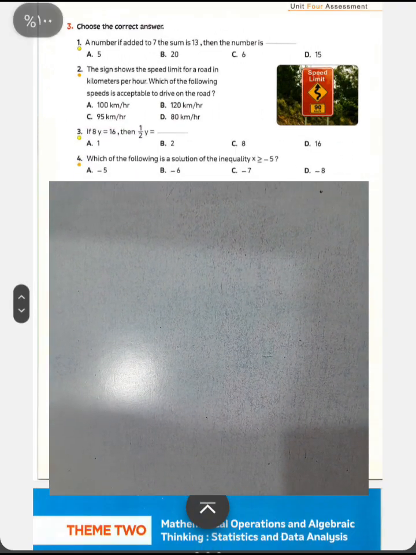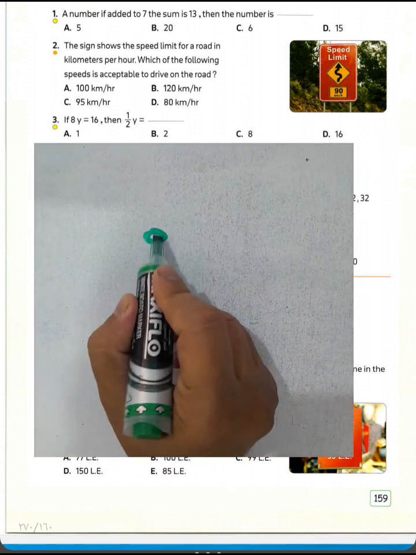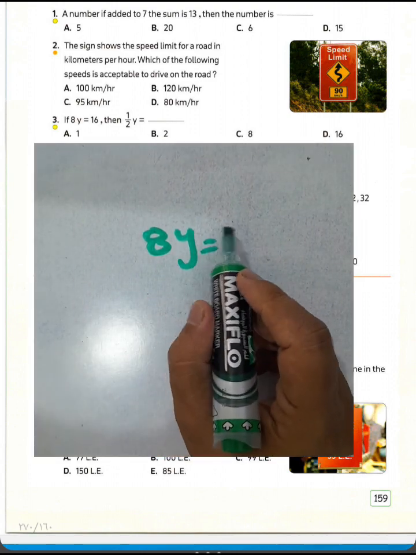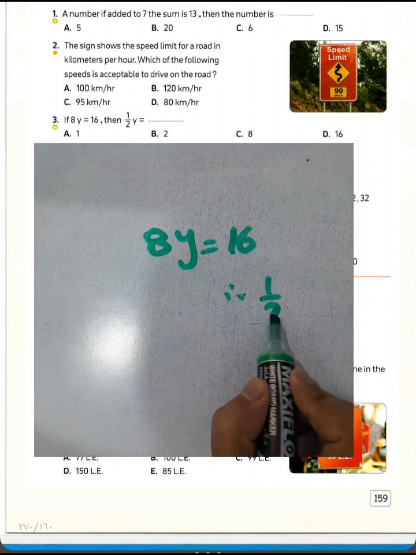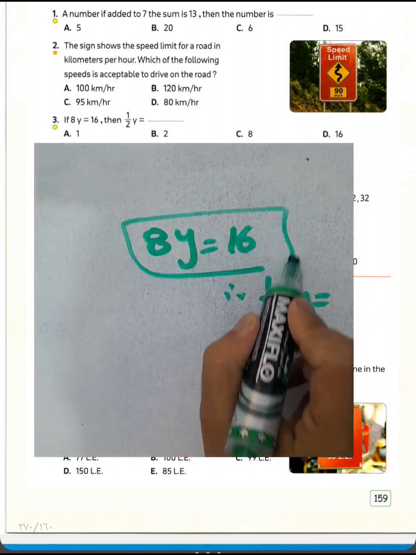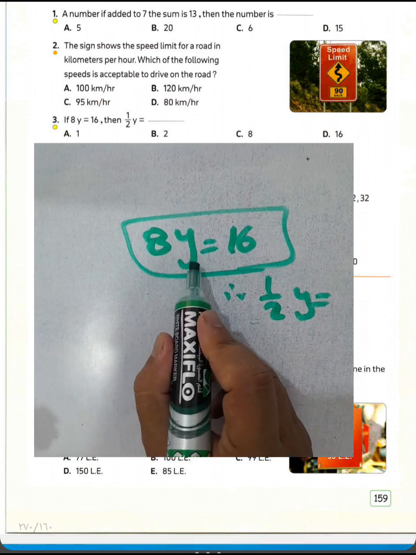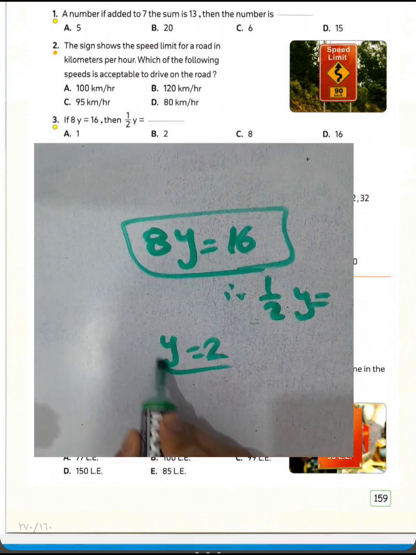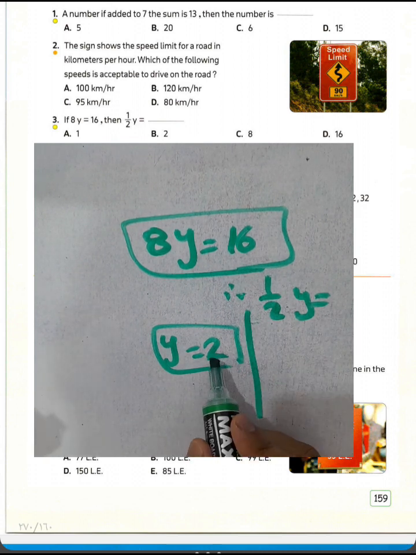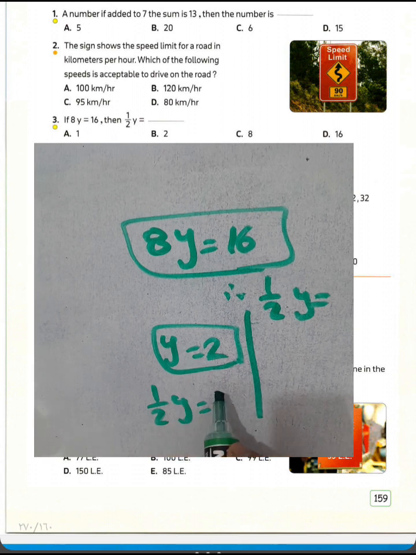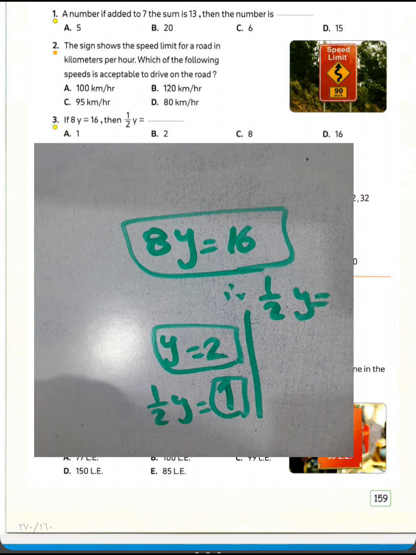Question number 3. If 8y equals 16, then what do you want to find? Half of y. You know 8y equals 16, meaning 8 times y equals 16. Then y will be equal to 2 because 2 times 8 equals 16. And then half of y means half of the value of y. 2 divided by 2 equals 1. Then half of y will be 1. Choose letter A.